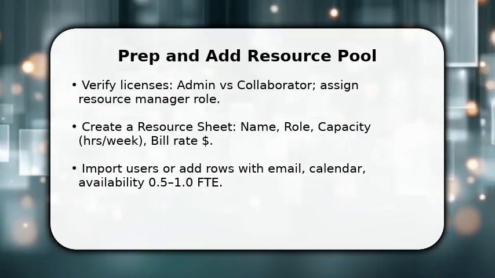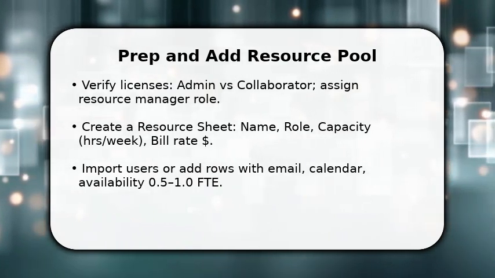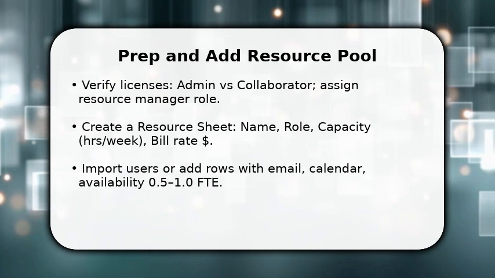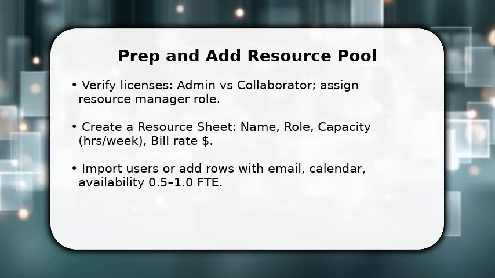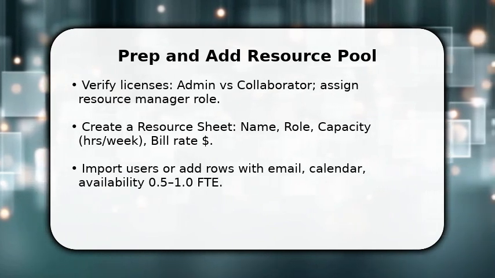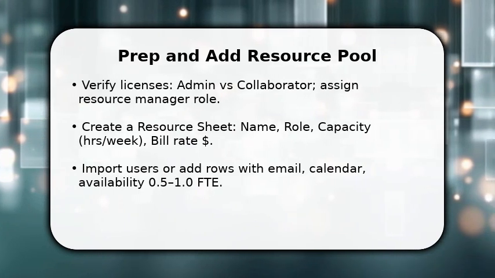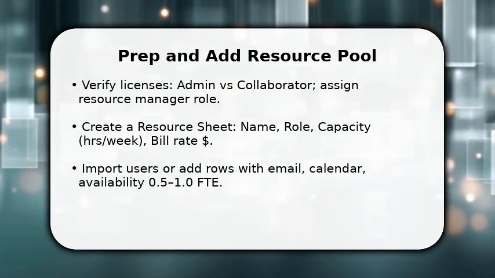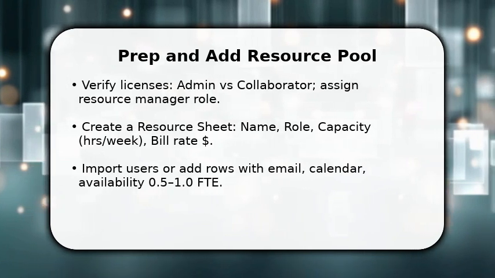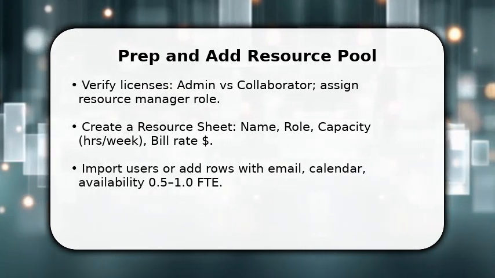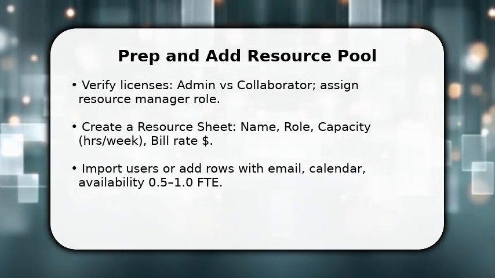You start by preparing your resource pool so Smartsheet can calculate realistic allocations. First, make sure you and key team members have appropriate licenses and resource manager access. Next, build a dedicated resource sheet with columns for name, role, availability in hours per week, and billing rate. Once done, import users from your directory or add them manually, and set each person's calendar and FTE, for example 0.5 or 1.0. This gives the system the baseline data it needs to manage assignments.